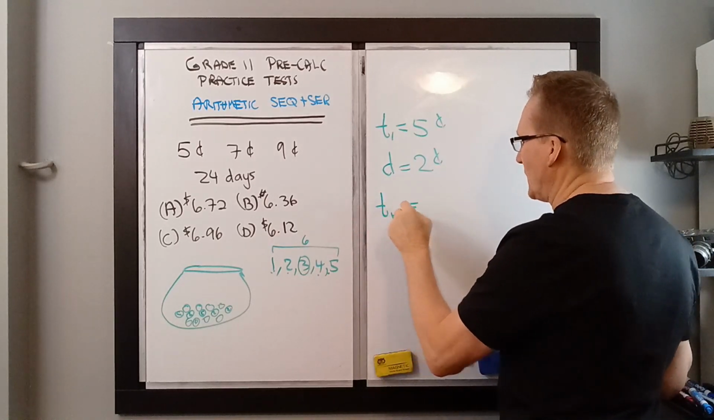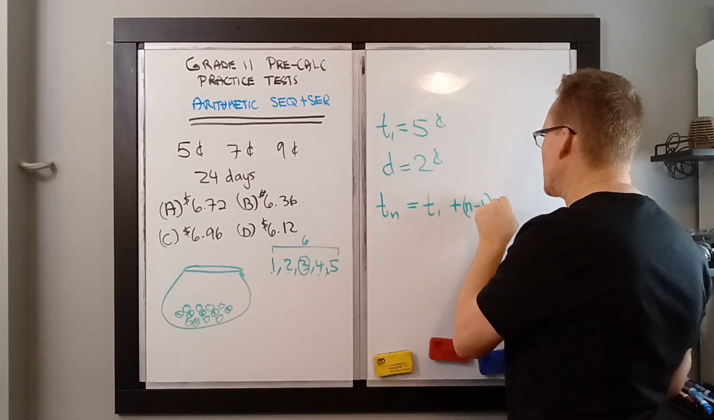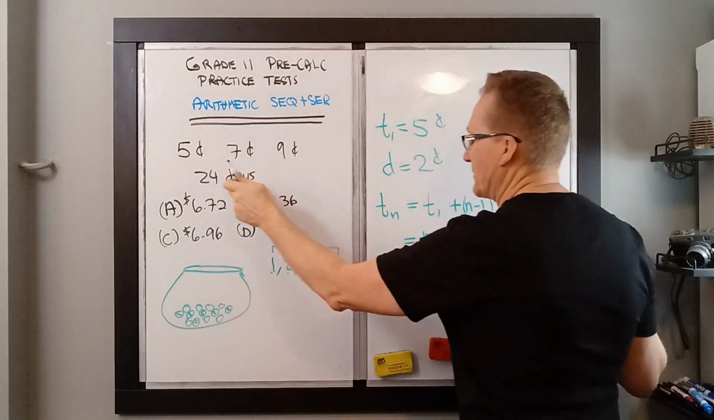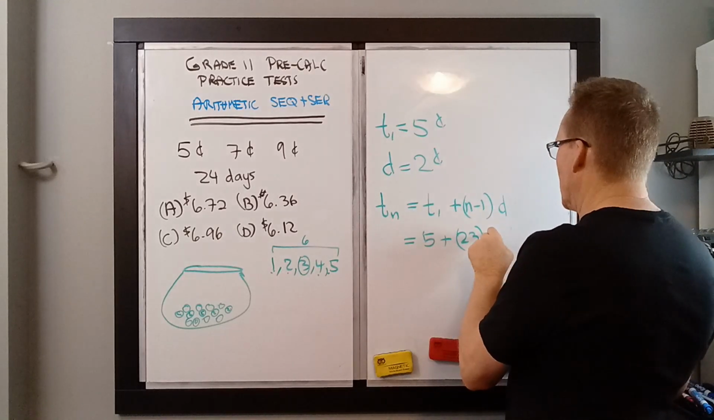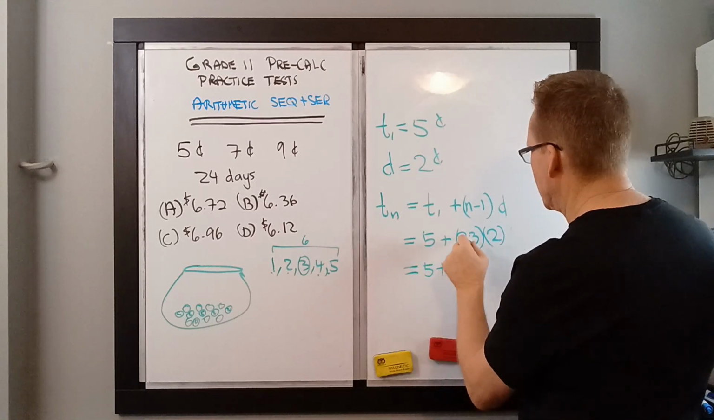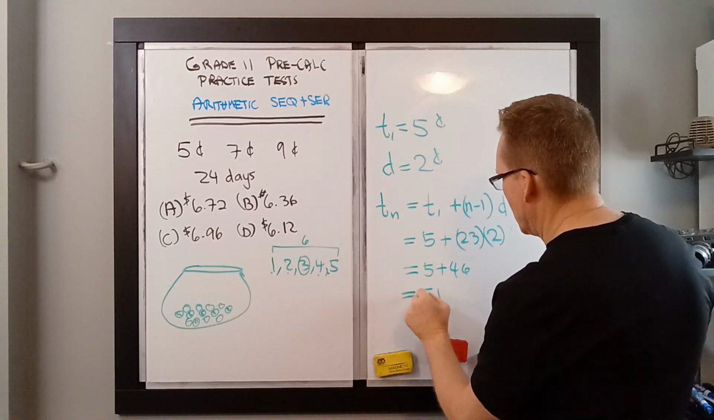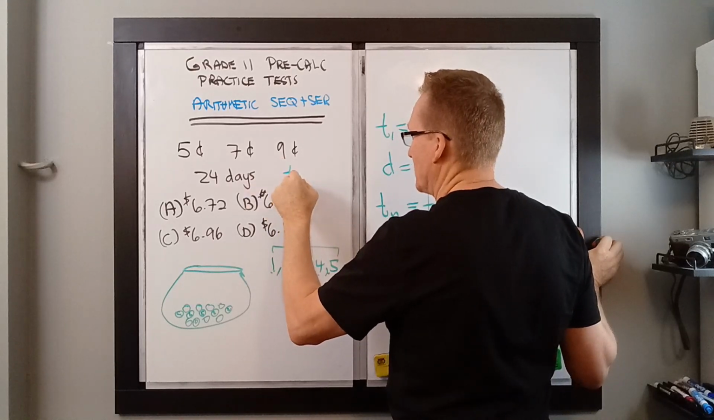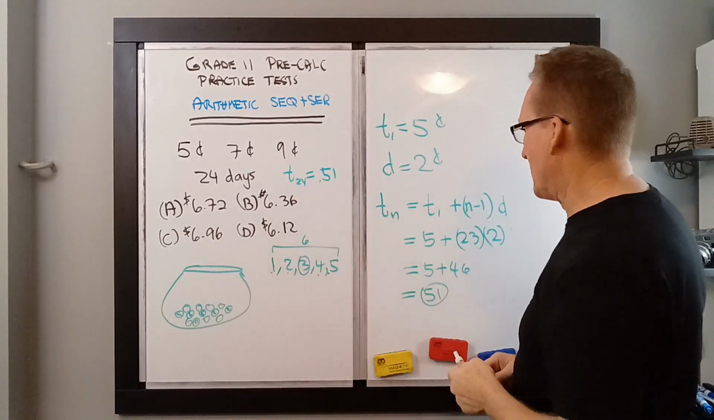Tn is equal to the first term, T1 or A, plus n minus 1 times the common difference. In this case, the first day is 5, plus the number of days, 24, subtract 1, we get 23. And the common difference is 2 cents. So that's going to be 5 plus 46, or that's going to be 51. So that means the last day, T24, is going to be equal to 51 cents. We're still dealing with cents here, 51 cents.